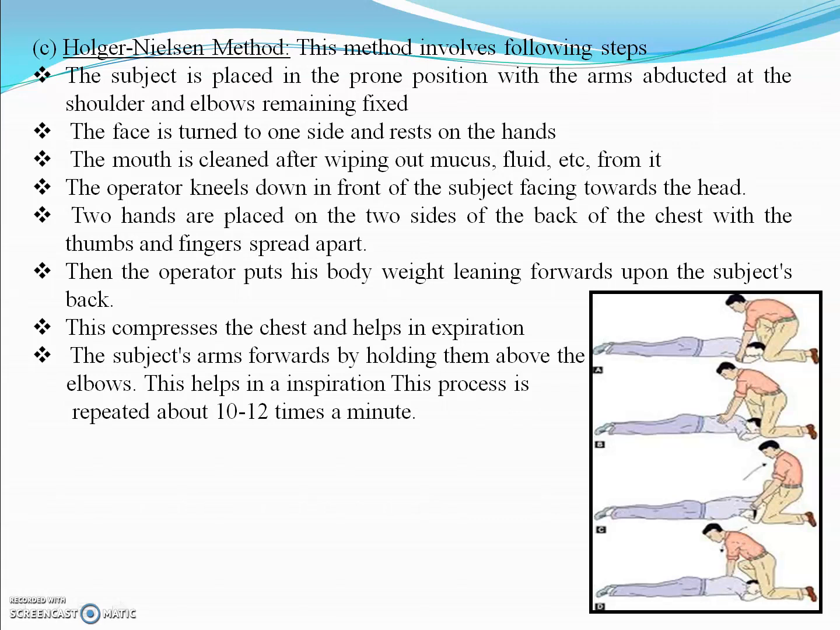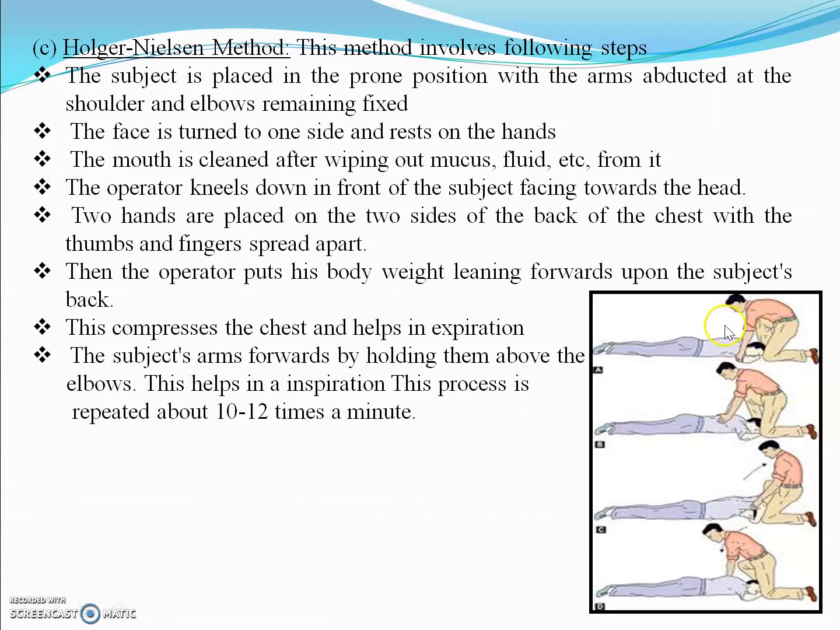The two hands are placed on the two sides of the back of the chest with the thumb and fingers spread apart. Then the operator puts his body weight leaning forward upon the subject's back. This compresses the chest and helps in expiration. The subject's arms are drawn forward by holding them above the elbow. This helps in inspiration and the process is repeated 10 to 12 times per minute.